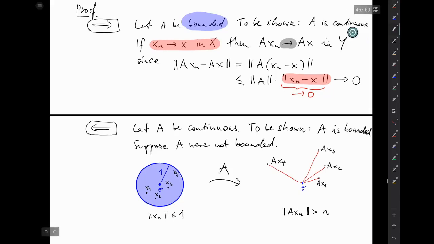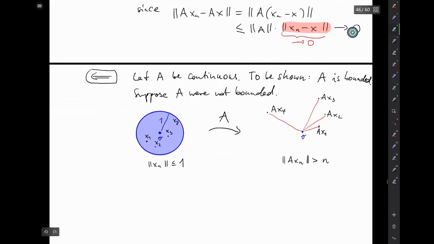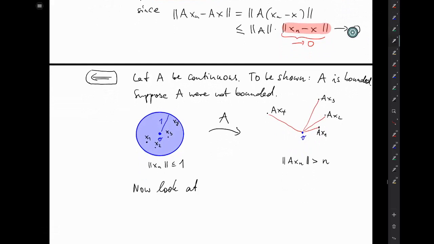And now the trick is to look at the following sequence. You take zn equal to xn divided by the norm of not xn, but the norm of Axn. We will see what that brings.